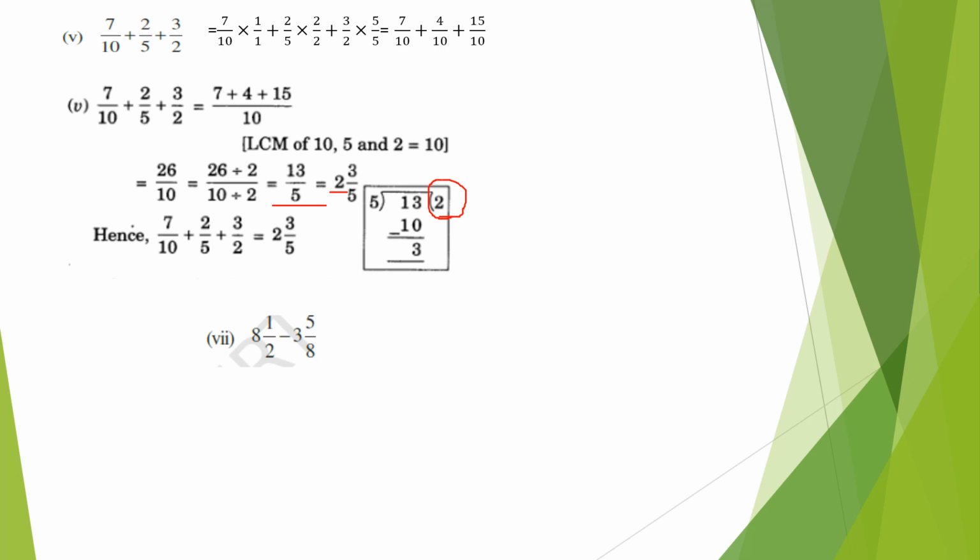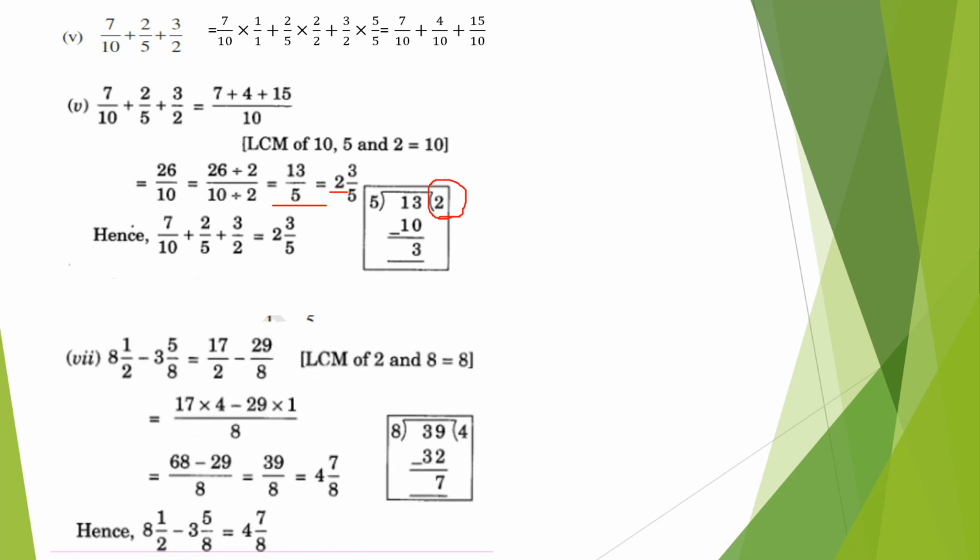And the seventh question, 8 integer 1 by 2 minus 3 integer 5 by 8. See children, here two mixed fractions are given. We can subtract these mixed fractions. The first step is to convert the mixed fractions into improper fractions. So 8 integer 1 by 2 becomes 17 upon 2, that is 8 into 2 plus 1 whole divided by 2. Minus 3 into 8 plus 5 whole divided by 8, which is equal to 29 upon 8.